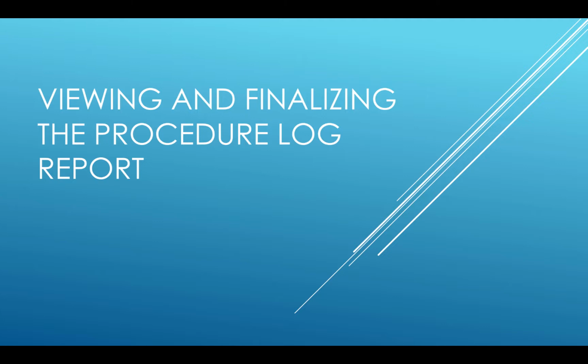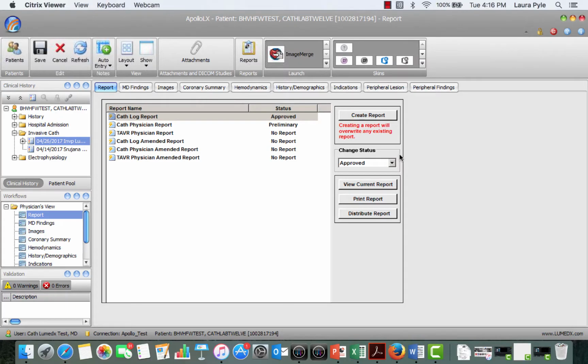Viewing and finalizing the procedure log report. By default, the Report tab will be the first tab opened in the cath workflow. The first thing you will want to do is check the status of the cath log report to see if it is ready to be finalized. At the top of the screen, you should see the cath log report with the status assigned to the report. If the status is approved, this means the monitor has signed the report and it's ready for you to review and finalize.